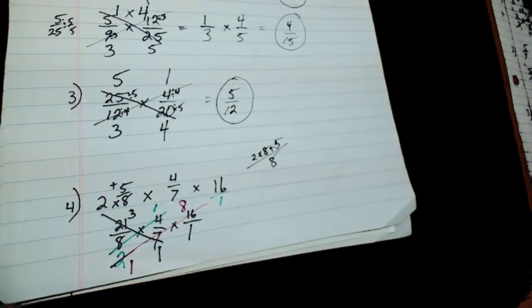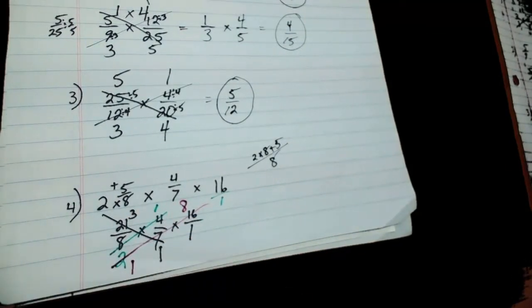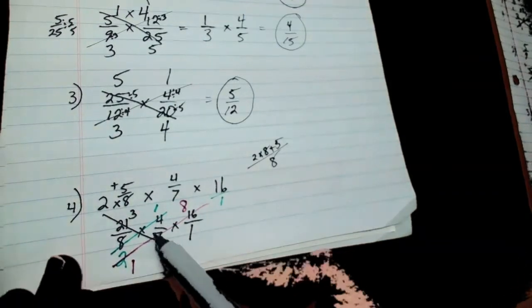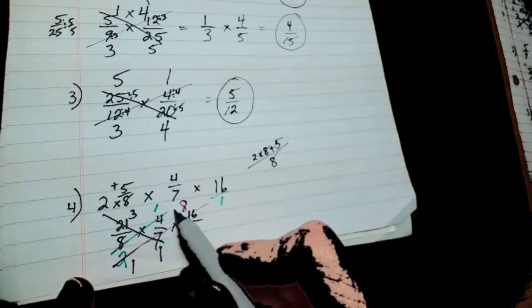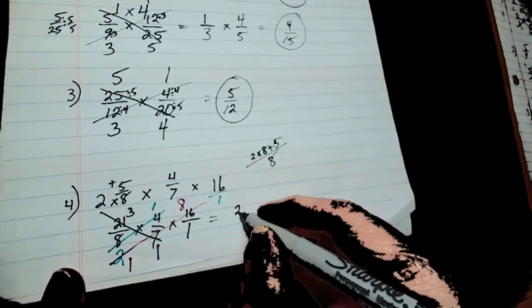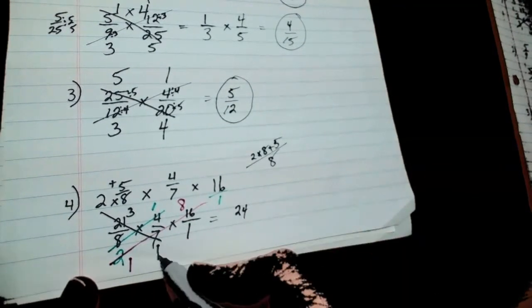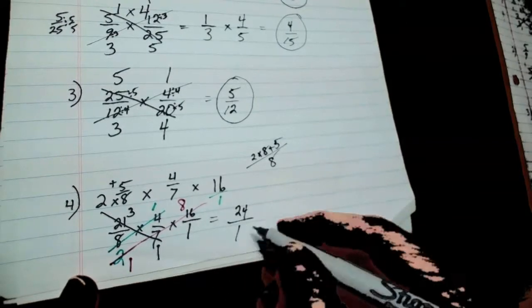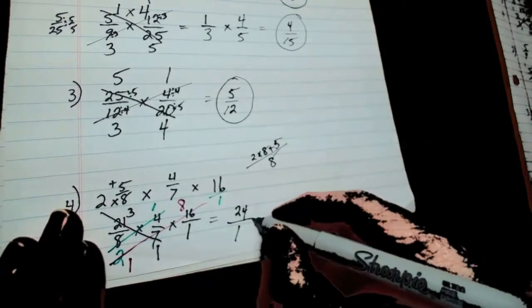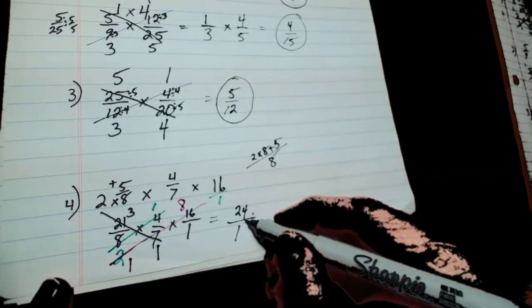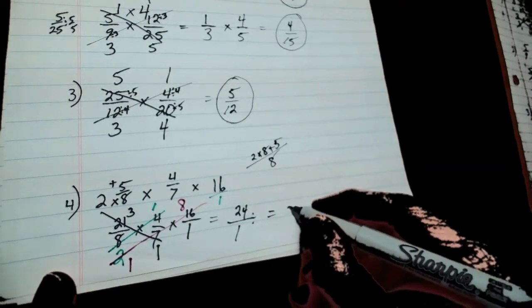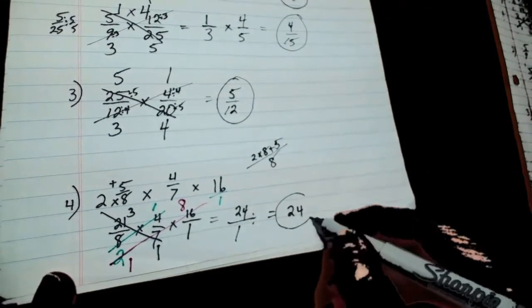I look at it, there's no other way that I can cross-reduce, so I'm just going to go ahead and multiply my numerators. 3 times 1 is 3, times 8 is 24. 1 times 1 is 1, times 1 is still 1. This is improper, and if I think of it as 24 divided by 1, I get 24, my final answer.